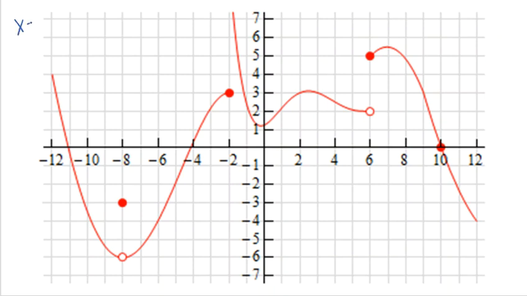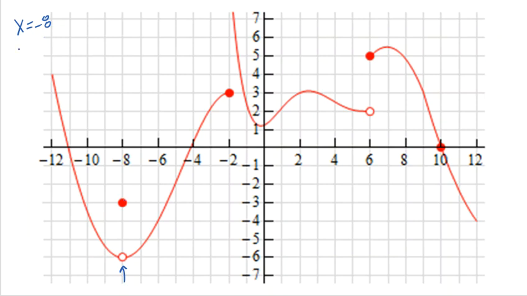For example, at x equals -8, we see a removable discontinuity. It looks like the point should have been right here, but we moved it up to -3. So it looks like it should have been at -6. The left side is going to -6. The right side is going to -6, but the actual point is at -3. So that's a removable discontinuity.